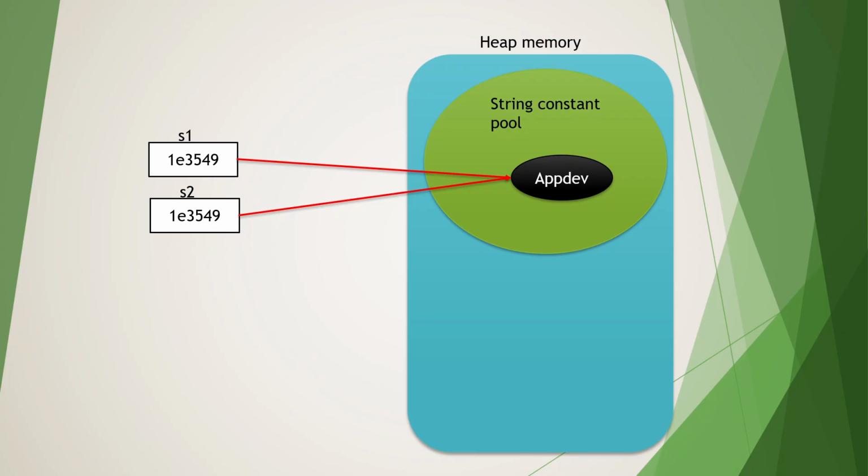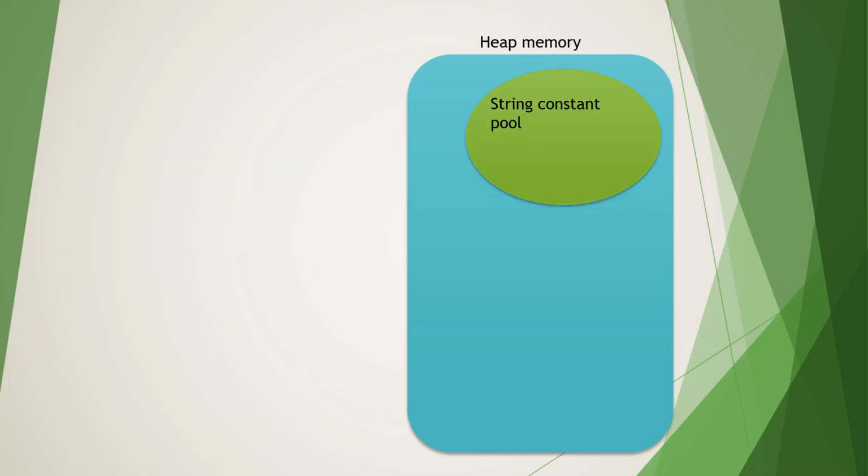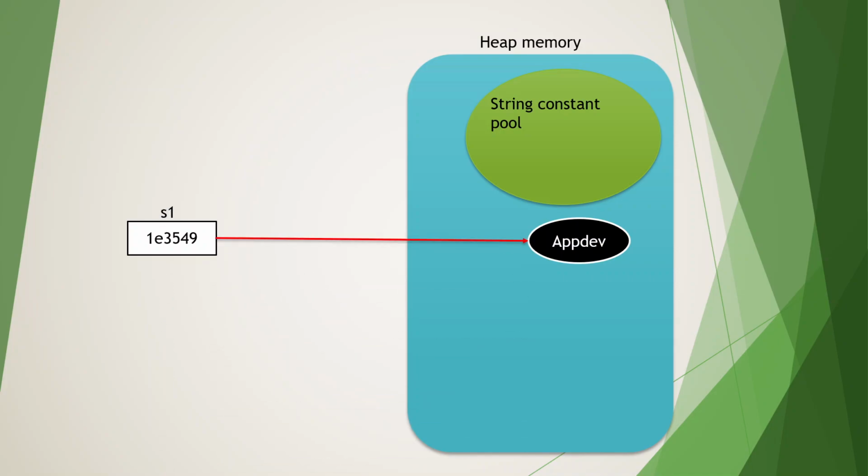We will understand with this slide. See, this is the string constant pool that is available in heap memory. Now I am creating an object that contains appdev using the new keyword. Then what happens? It will not be created in the string constant pool. Rather, it will be created only in the heap memory, and its memory location will be stored in a reference variable, and that reference variable will be pointing to the object.